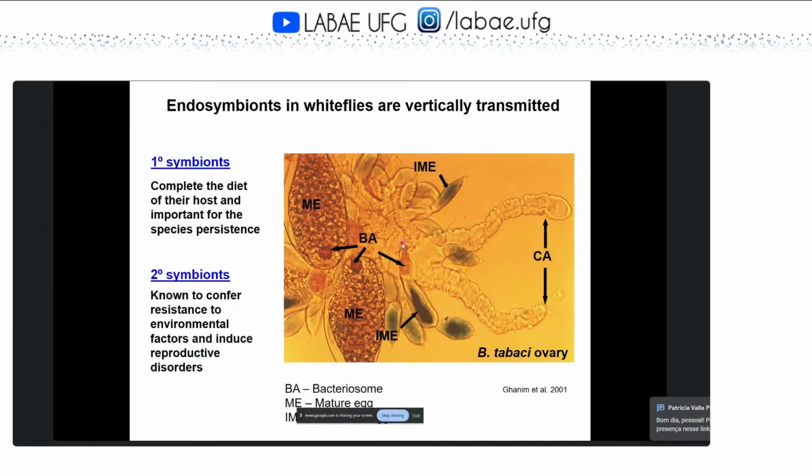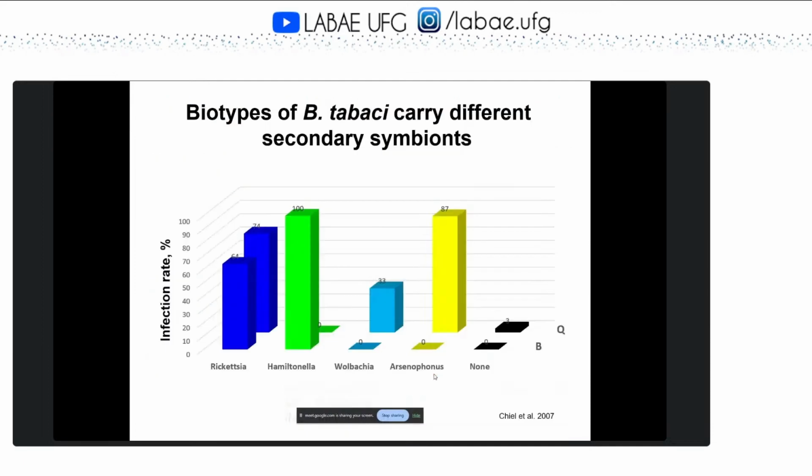You can see those mature eggs, the big ones. They already have those symbionts inside. And you can see this one. This is an immature egg that is now acquiring the bacteriosome inside. So the bacteriosome will go inside and the egg will develop and it will be laid later on. And this is how they take those symbionts with them and they can later develop. Now in Israel, we did a survey and we looked at how those symbionts are distributed among the two species of whiteflies we have in Israel.